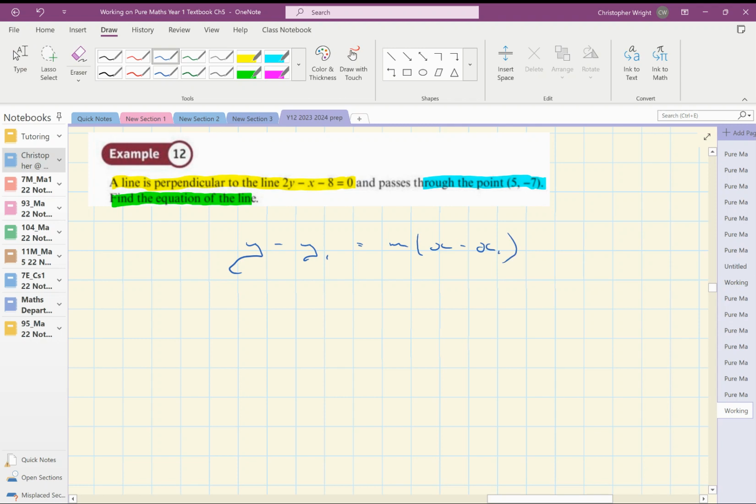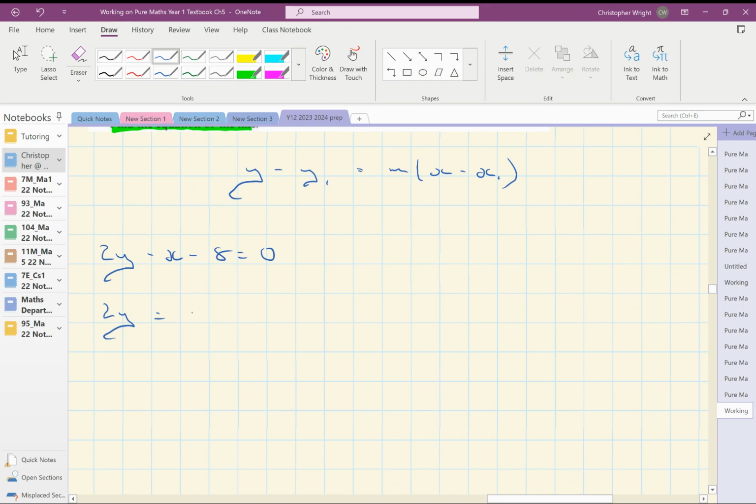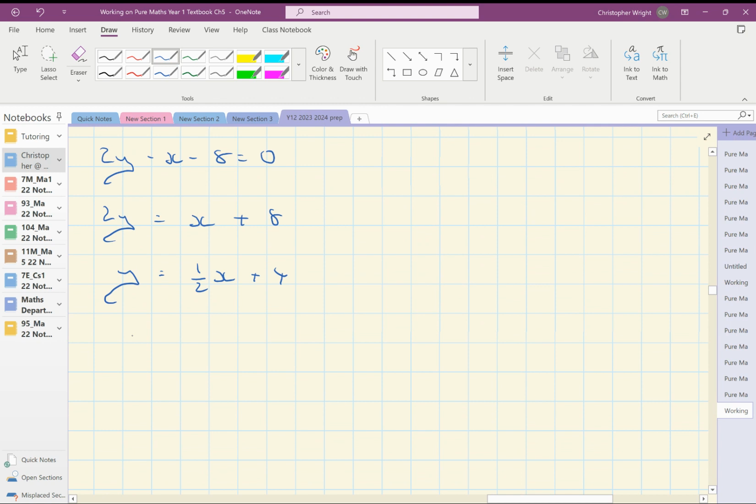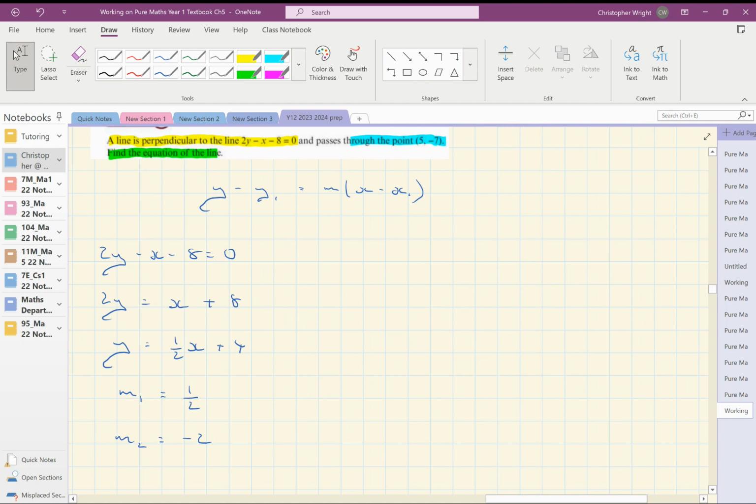I don't know the gradient of my line, but I do know that it's perpendicular to this line. So I'm going to find the gradient of this line first of all. That gives me 2y equals x plus 8, which means that y equals a half x plus 4. So the gradient of this line here is a half. So the gradient of the line which is perpendicular to that would be minus 2. So my line has a gradient of minus 2. And we know that it goes through the point (5, minus 7).